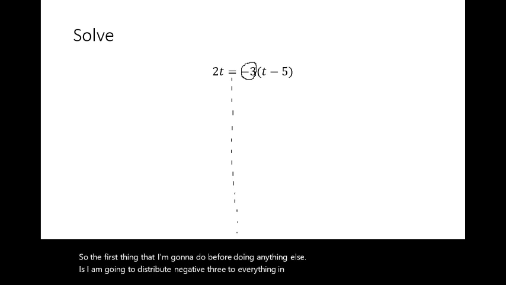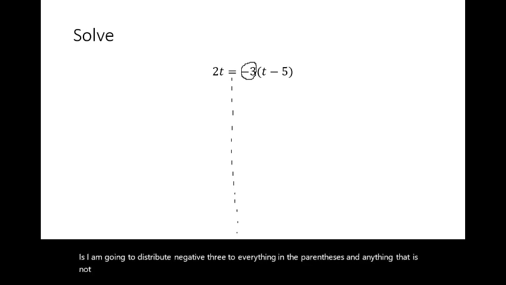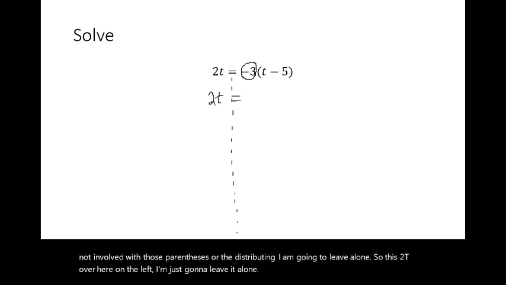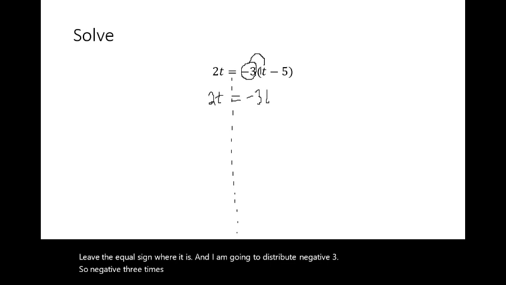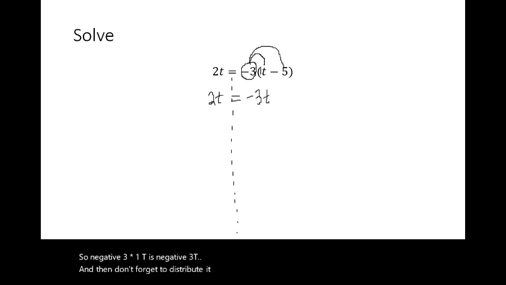And anything that is not involved with those parentheses or the distributing, I am going to leave alone. So this 2t over here on the left, I'm just going to leave it alone. Leave the equal sign where it is, and I am going to distribute -3. So -3 times 1t is -3t. And then don't forget to distribute it to every single term. So -3 times -5 is +15.